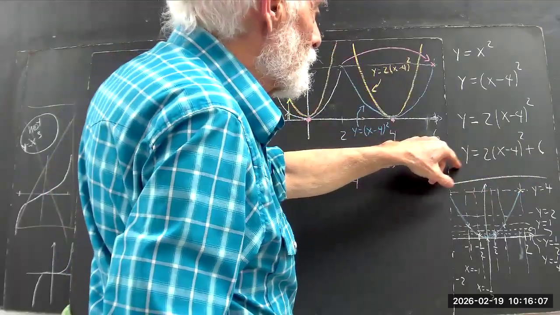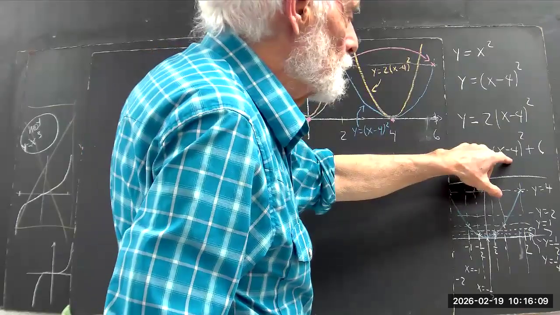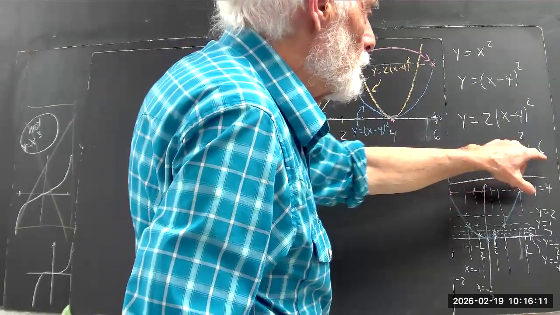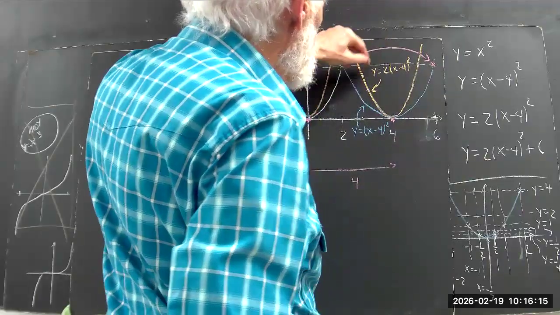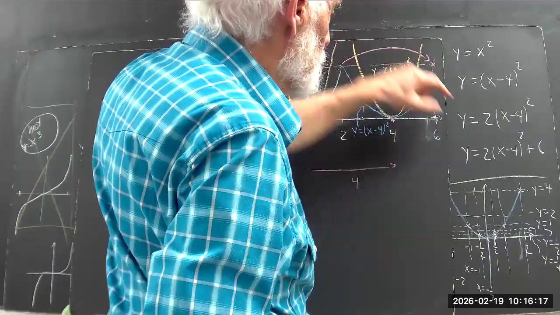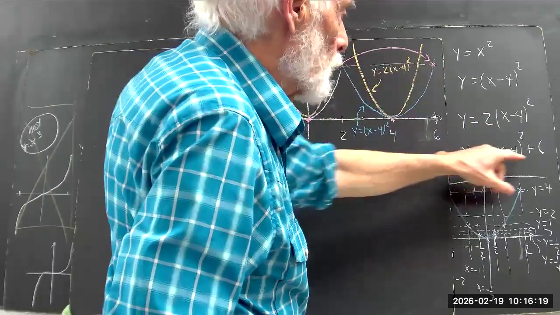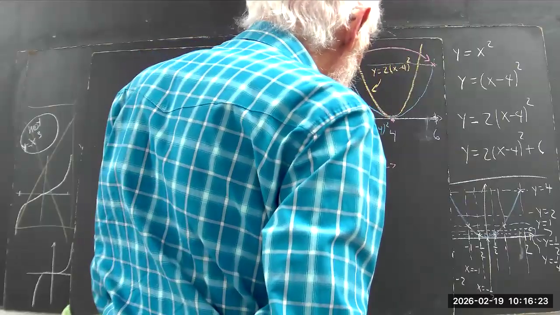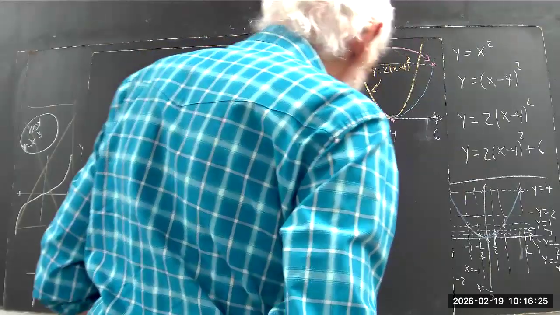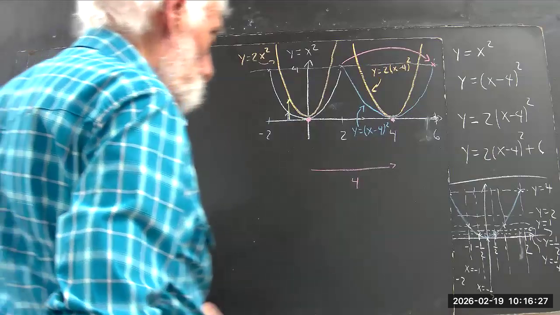So the graph of y equals 2 times the quantity x minus 4 squared plus 6 is going to be 6 units higher than the graph of y equals 2 times the quantity x minus 4 squared. We're adding 6 to all the y values. That's going to vertically shift the graph. Now that's a review of what you know from chapter 1.